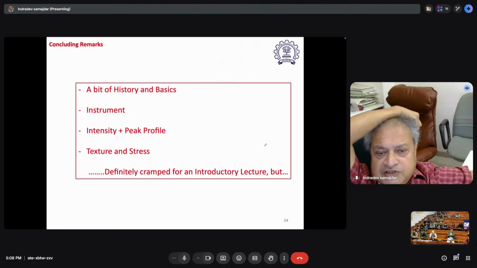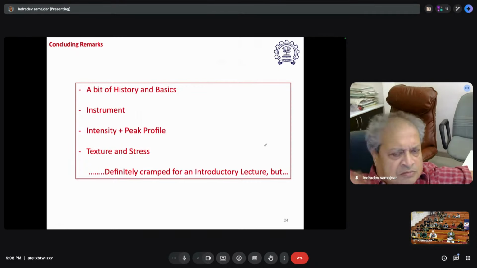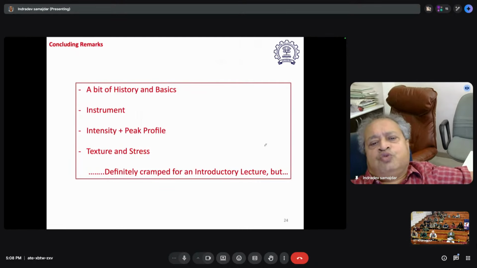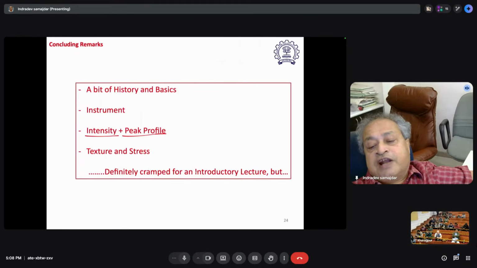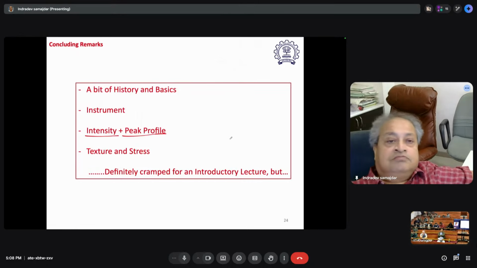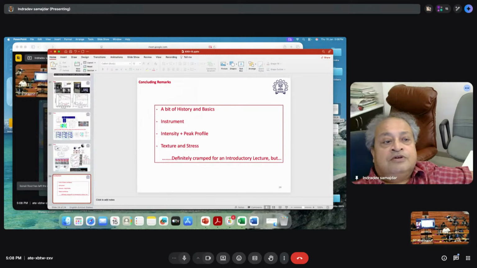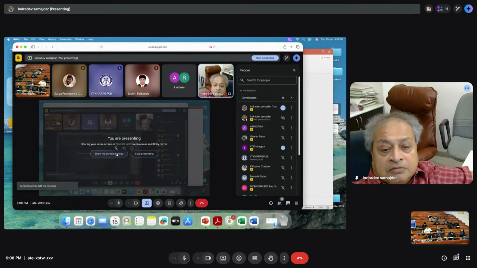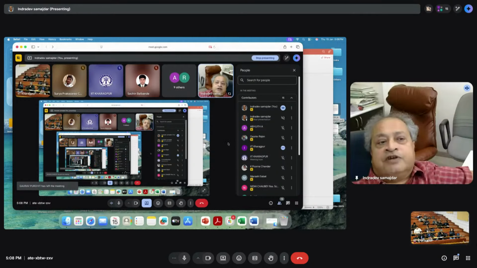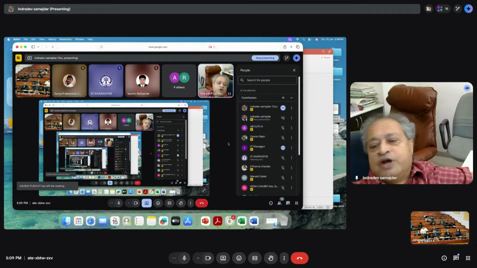A bit of history and basics I have given. I gave you some details about the instrument. Why? Because unless you know the instrument, your X-ray has no meaning. I gave you something on intensity and on the peak profile, a bit on texture and stress. This is definitely cramped for an introductory lecture. But my apologies, sometimes you need to do a cramping, and I think I'm done. If you have any questions, I'll be more than happy to answer.